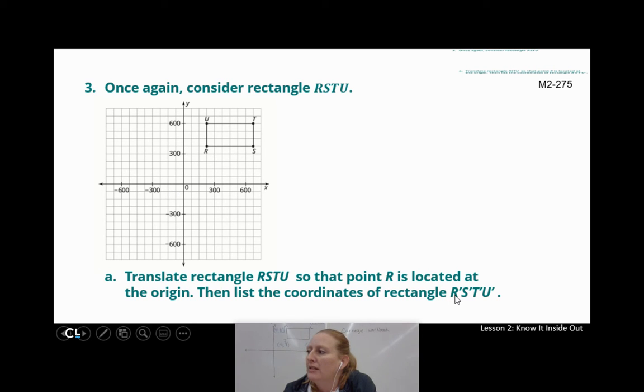We'll call the new guy, instead of R, R prime, new S will be S prime, new T will be T prime, and new U will be U prime. Go ahead and hit pause and translate that rectangle right on over there, and then hit play when you're ready to check your work.